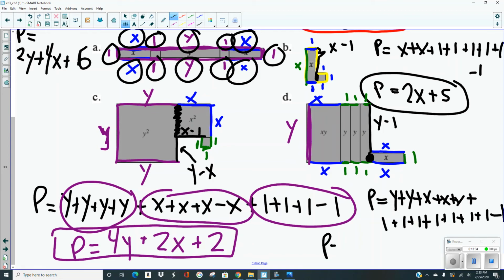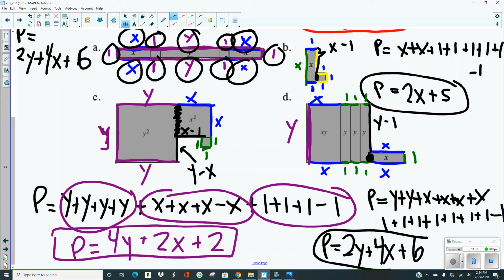Okay, so if I combine like terms, I have 2Y plus 1, 2, 3, I missed the next, plus 4X, then 6, 7 minus the 1, plus 6. So there is my simplified expression for perimeter.